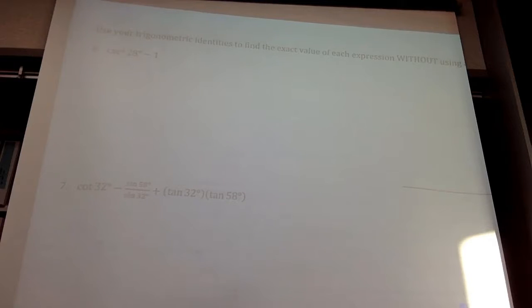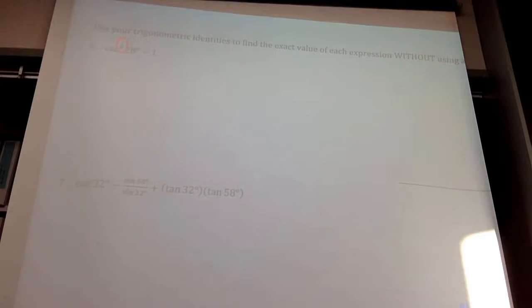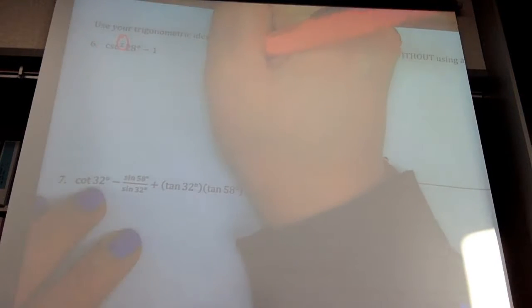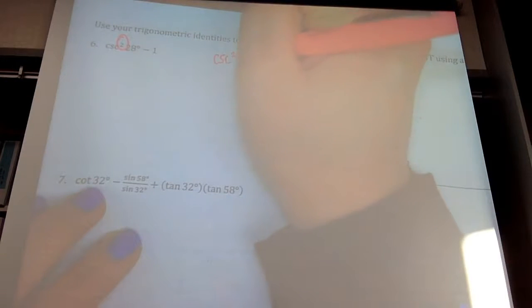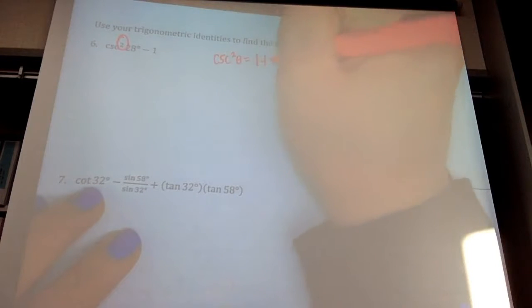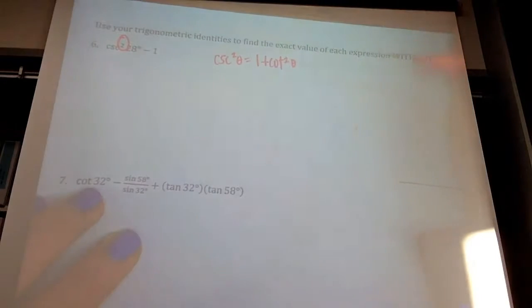Okay, so first thing, remember my hints. So we are thinking, okay, there's only one angle measure, so I don't have to worry about getting them in the same angle measure. And your big hint should be this squared. That should be like a huge indicator to you that you should be looking at your Pythagorean identities. And so one of your Pythagorean identities is that cosecant squared theta is equal to 1 plus cotangent squared theta.